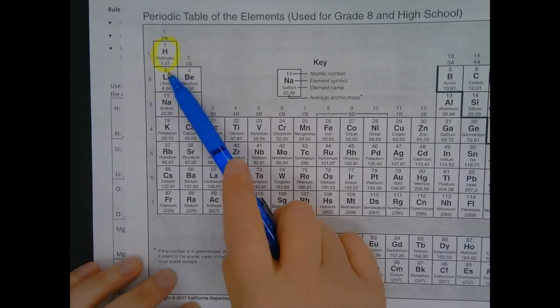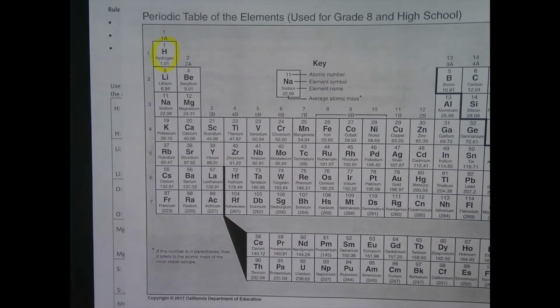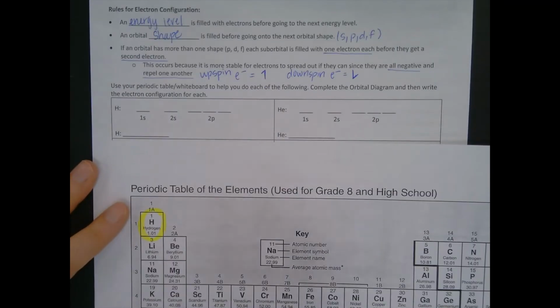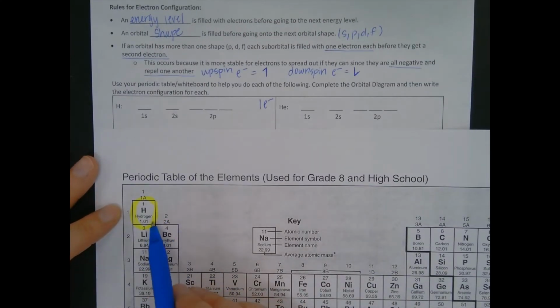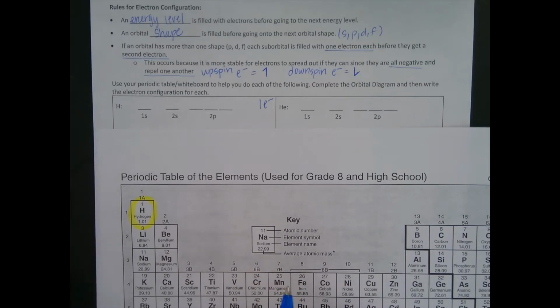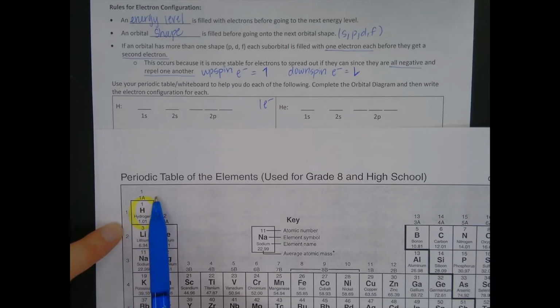So how many electrons does hydrogen have? 1, because its atomic number is 1, and we're all neutral atoms right now. So I've got 1 electron that needs a home. Now, how many energy levels does it have? 1, because it's in the first period or the first row. What block is this? S, P, D, or F that we colored? This is the S block. So I'm in the 1s block in the first position.